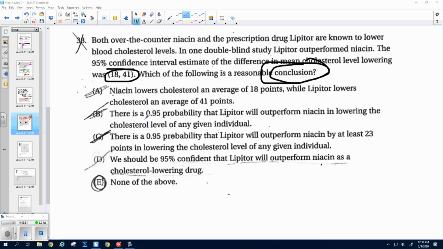Remember, it's always bad to say this. There's a probability of this happening. That's not true. That's never how you do a confidence level. It's always after repeated confidence intervals, the chances of the true mean falling within that confidence level.